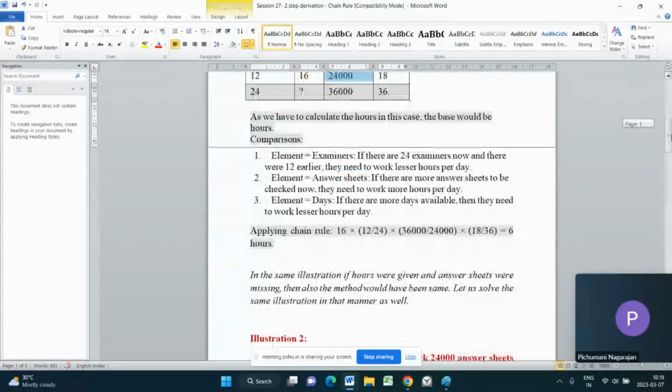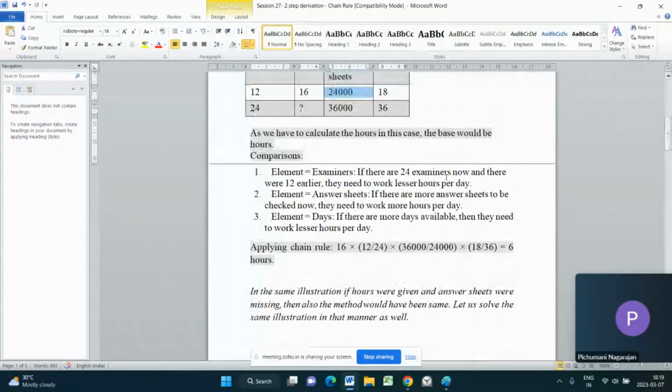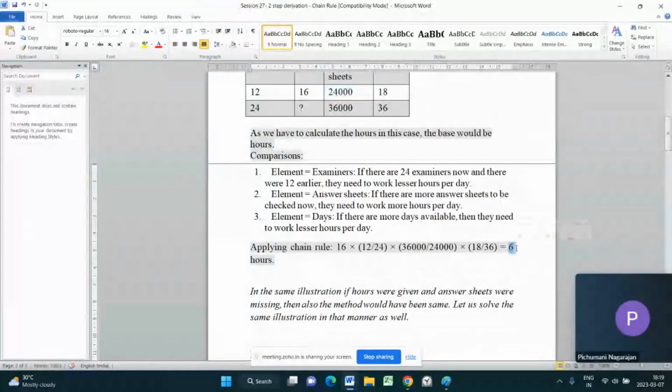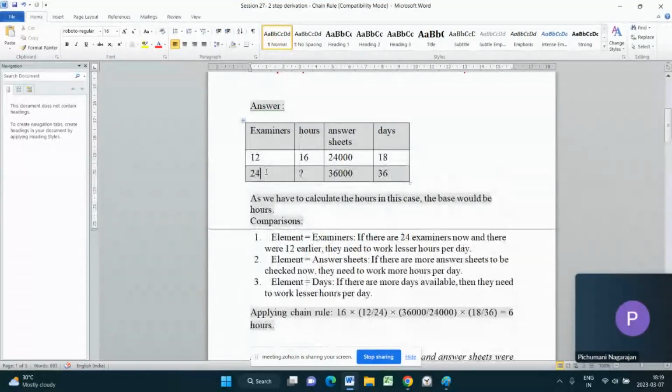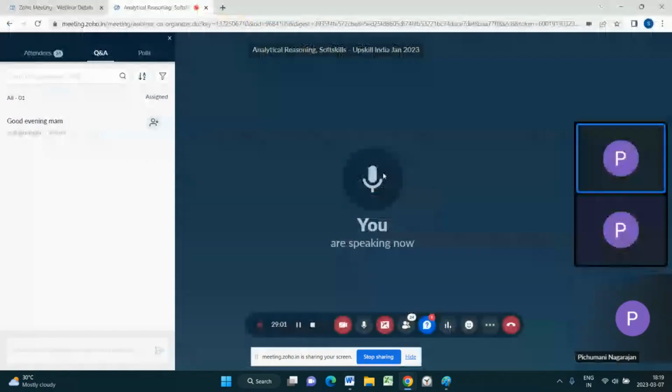If you apply this rule, that will be the answer. Can you tell what the answer is? The answer is 6. So if I put 6 hours a day, 12 men will complete, 24 men will complete 36,000 papers in 36 days. Understood? Children, understood? When do we take the smaller number in the numerator? When do we take the larger number in the numerator? This is very important.